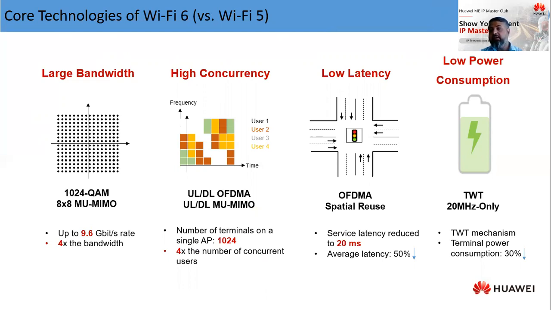Wi-Fi 6 has high concurrency. It means that users can send and receive data more frequently and in a better way as compared to Wi-Fi 5. How does it do it? In Wi-Fi 5, we used to have OFDM for modulation. Huawei has improved it to OFDMA.